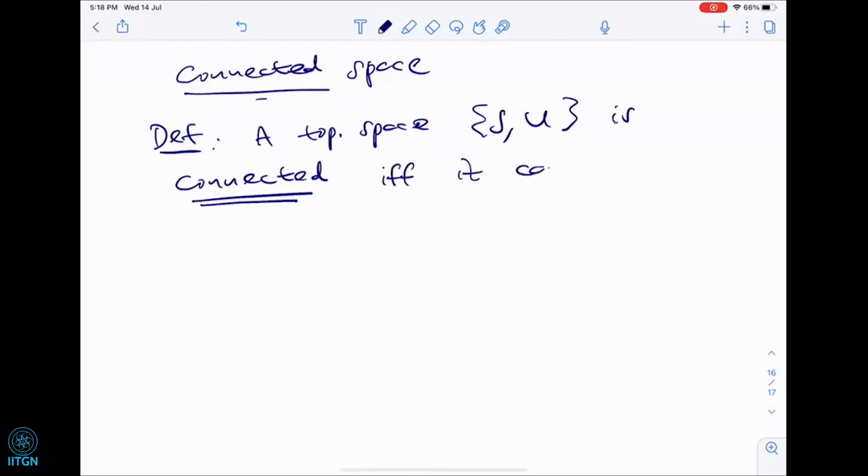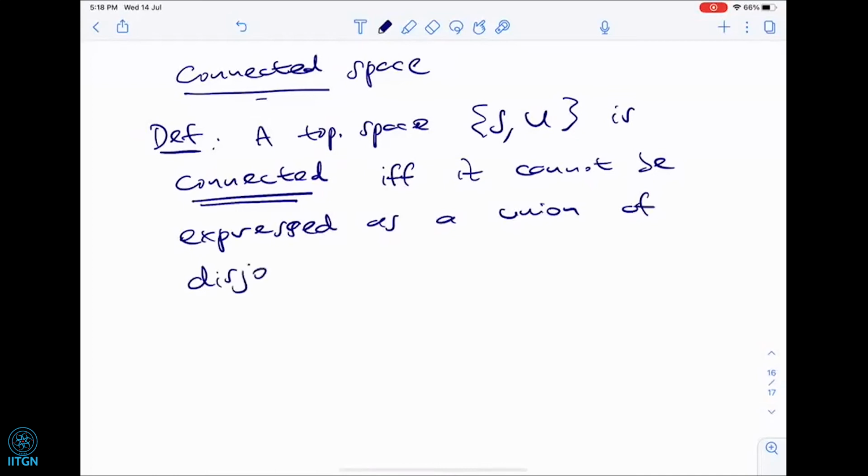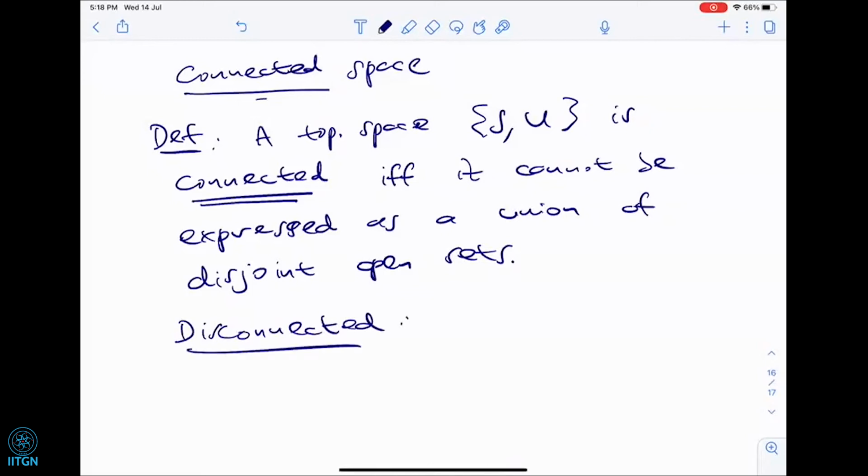it cannot be expressed as a union of disjoint open sets. In other words, alternatively, if it can be expressed as a union of disjoint open sets, then we call it disconnected. Okay, so let's give a more precise definition of disconnected, then we'll see that connected is the opposite of that.